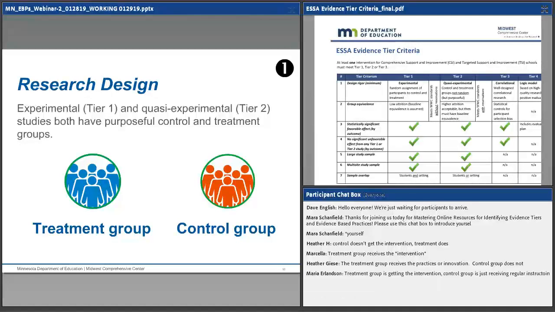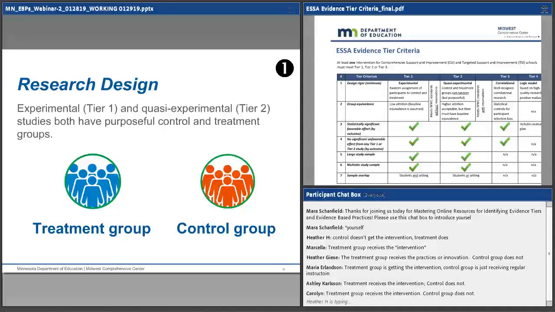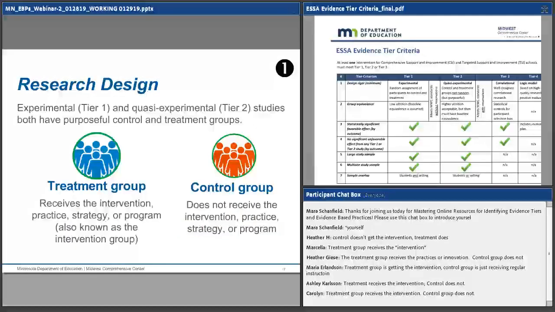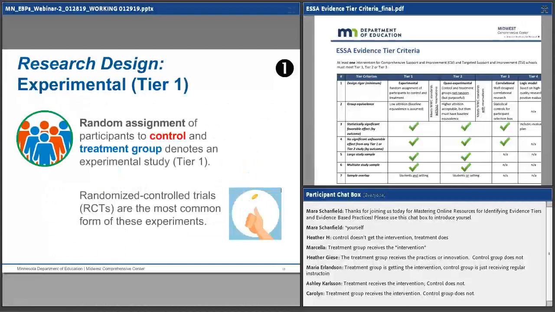Exactly, and I'm seeing all the correct answers pop up at once. A treatment group receives the intervention or the practice, while a control group does not get the intervention, does not receive the practice, right? And the reason for doing this is that you need a baseline. You need a baseline performance so that you can compare the treatment to the status quo, to business as usual. So already you're introducing more rigor into the research design and advancing up the tiers by introducing this element of treatment and control groups.